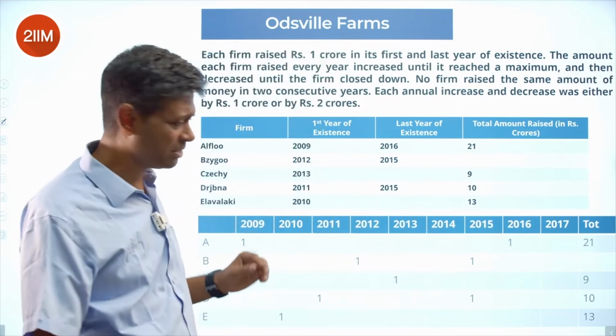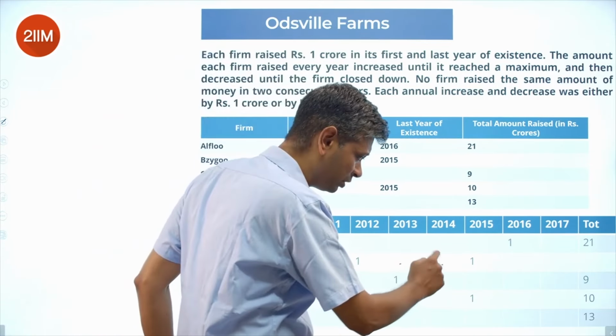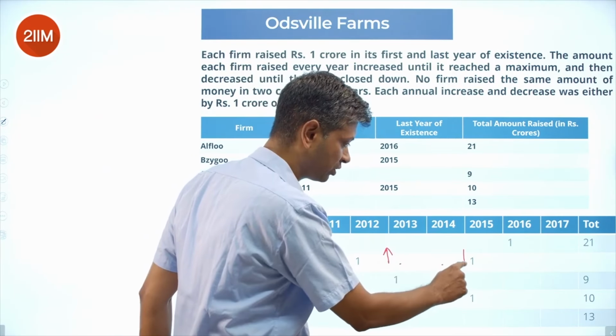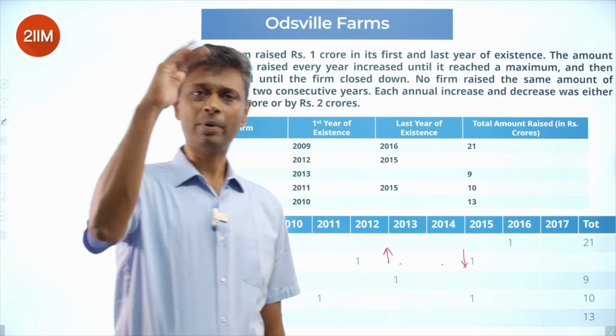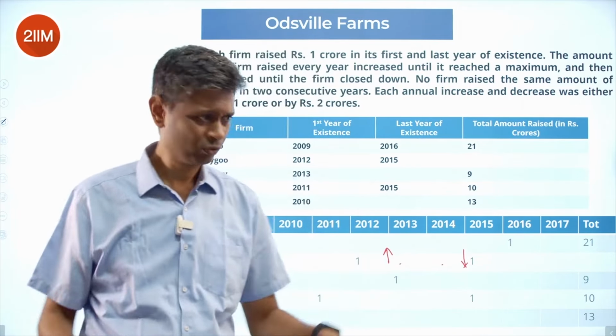Likewise here, the second one, B, is pretty clear. So either these 2 years are up and this year is down. This year is definitely up, 12 to 13. 14 to 15 is definitely down. Either up and down, or up, down, down. That's it, no other possibility.